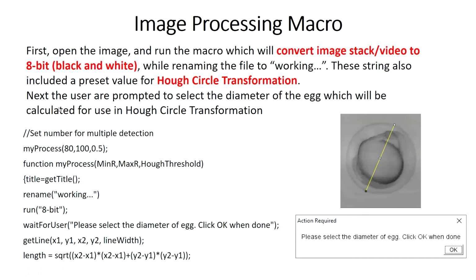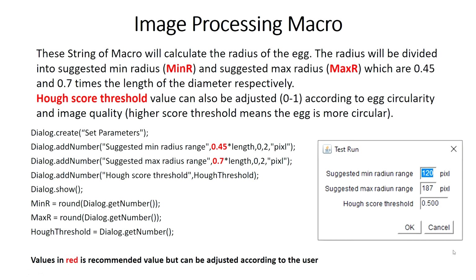Next, the user is prompted to select the diameter of the egg. This is the diameter of the egg that we have, which will be used for the Hough circle transformation for automatic array selection. After we select the diameter, we can select OK. Next, the second string of the macro will calculate the radius of the egg, and the radius will be divided into a suggested min radius, or min r, and a suggested max radius, or max r, which are 0.45 and 0.7 times the length of the diameter respectively.